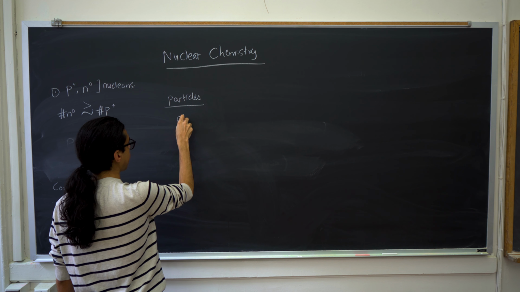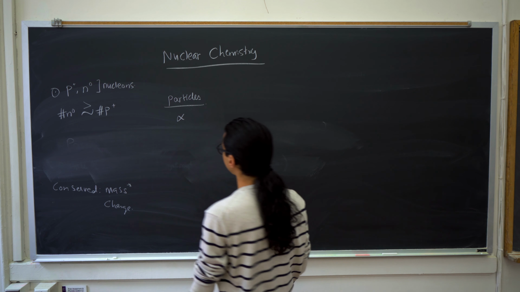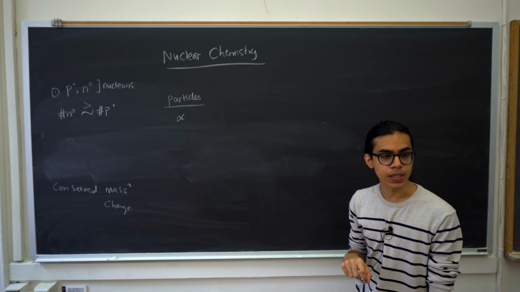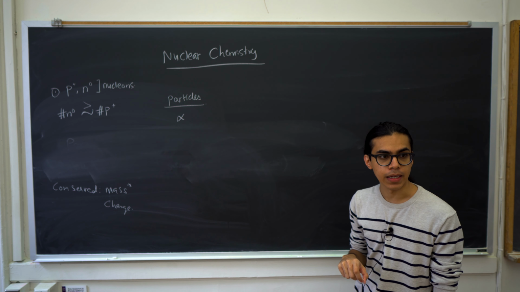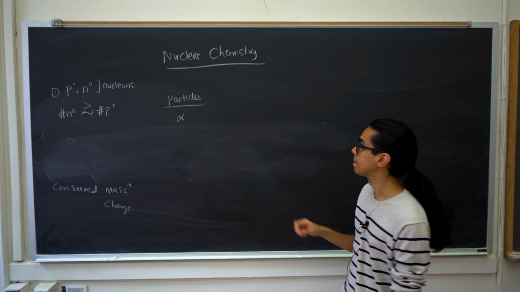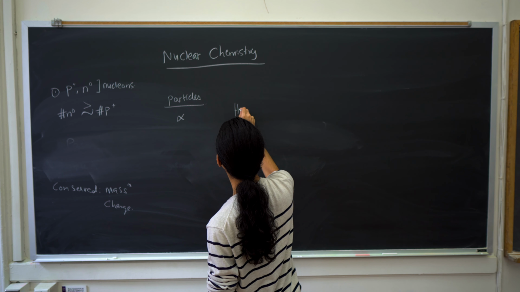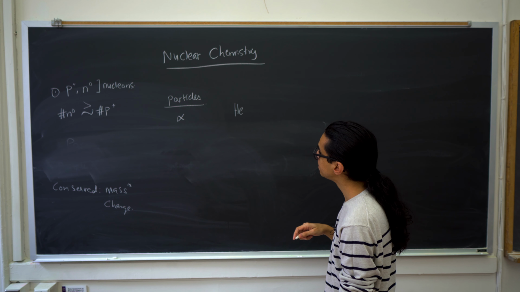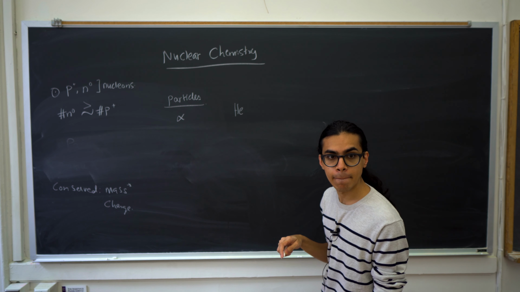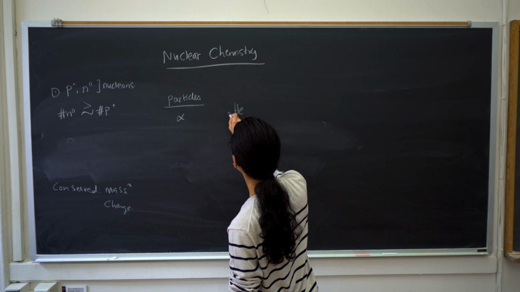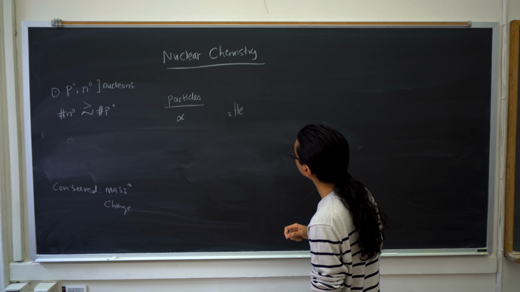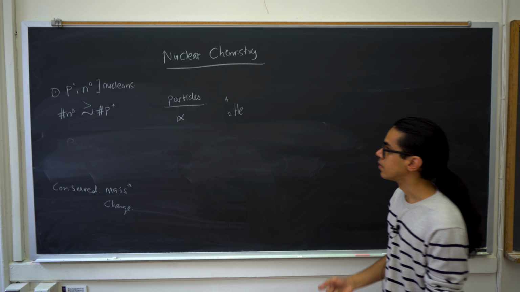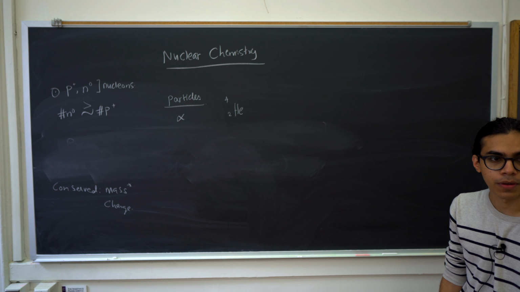The first one is called alpha. An alpha particle is just the nucleus of a helium atom. How many protons are there in helium? 2. And what's the mass of helium? 4, right? So that's a helium particle.